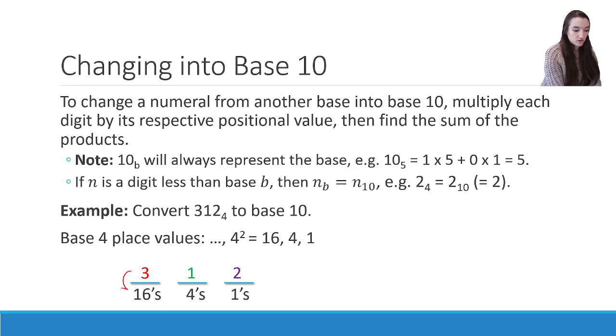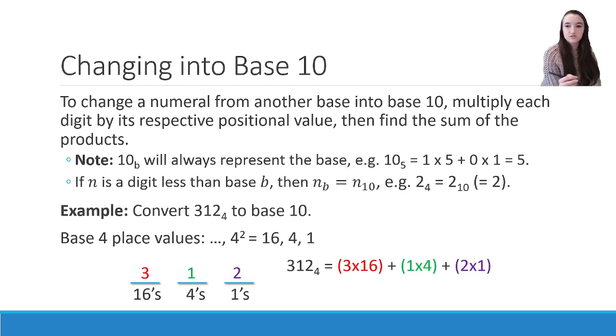Now we do our multiply, add, multiply, add, multiply. So 3 times 16 plus 1 times 4 plus 2 times 1 is our 312 base 4, and that is equal to 54 in base 10, which again we don't need to write, but just as a note. So 54 in base 10 is 312 in base 4.